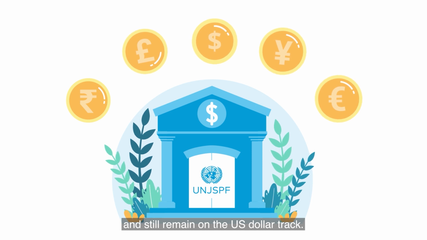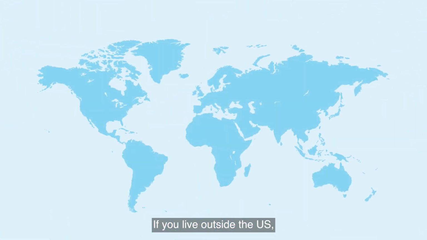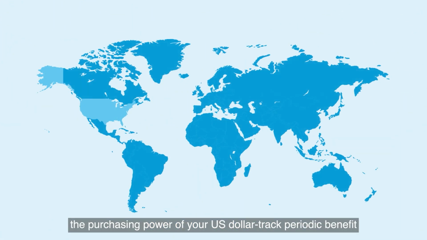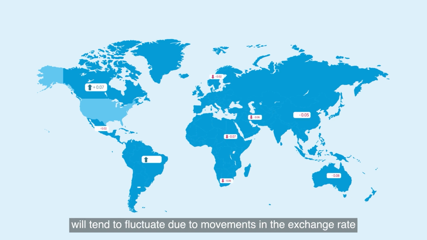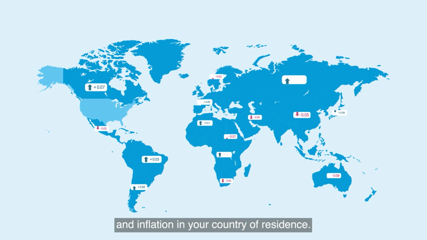You can request the fund to pay your benefits in any of its payroll currencies and still remain on the US dollar track. If you live outside the US, the purchasing power of your US dollar track periodic benefit will tend to fluctuate due to movements in the exchange rate and inflation in your country of residence.